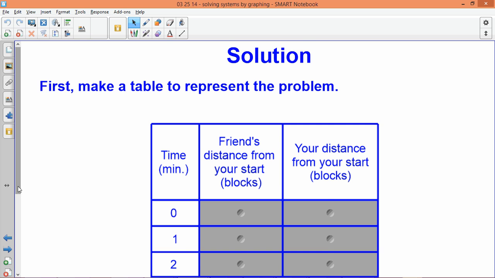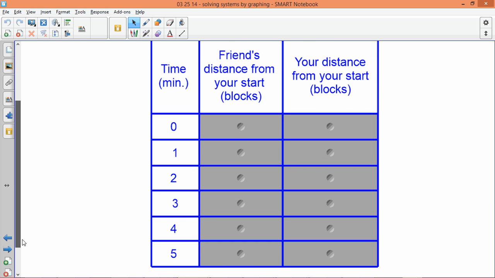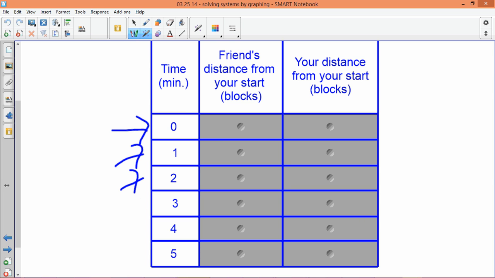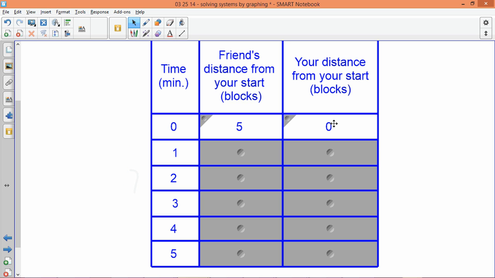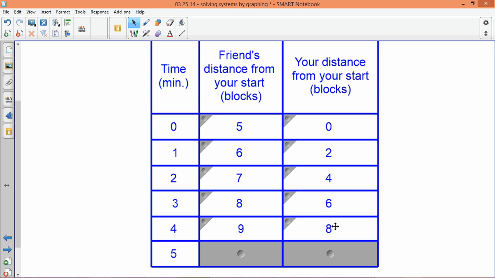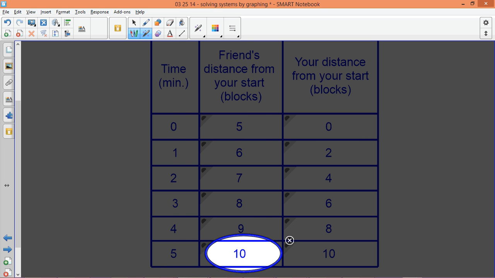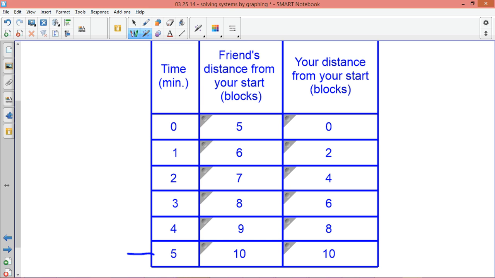First thing we're going to do, make a table to represent the problem, starting with the time in minutes. We've got 0 minutes, 1 minute, 2 minutes, etc., and your friend's distance from start and your distance from start. Well, your friend is 5 blocks ahead of you, so your friend starts at 5, you start at 0. After 1 minute, your friend's at 6, you're at 2. After 2 minutes, 7, 4. After 3 minutes, 8, 6. After 4 minutes, 9, 8. After 5 minutes, 10, 10. And notice what we have found. We are now both in the same position, okay, 10 and 10, after this many minutes.